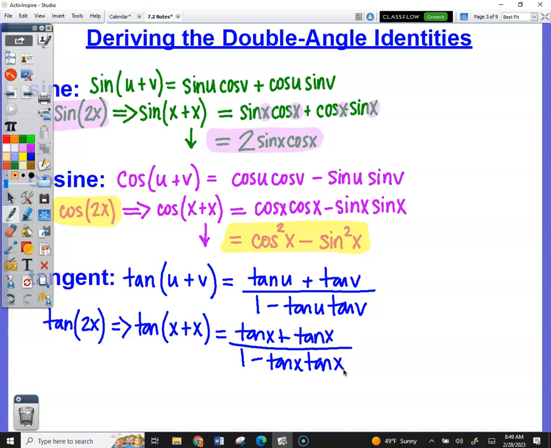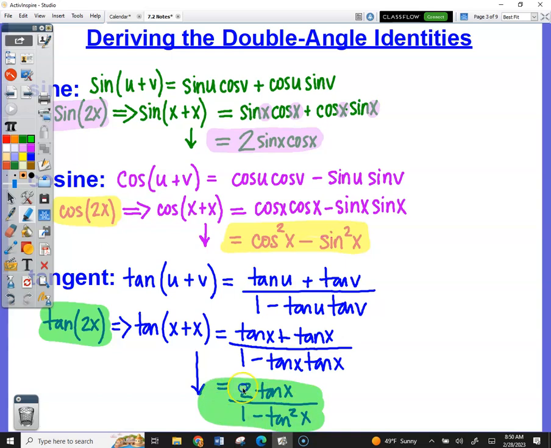And now we need to clean it up. What is tan plus tan? 2 tan, right? Or not 2 tan? That is the question. That was lame, sorry. And then tan times tan. Tan squared. So this would be 1 minus tan squared x. So the double angle formula for tangent is really ugly, but it's 2 times tangent over 1 minus tan squared.